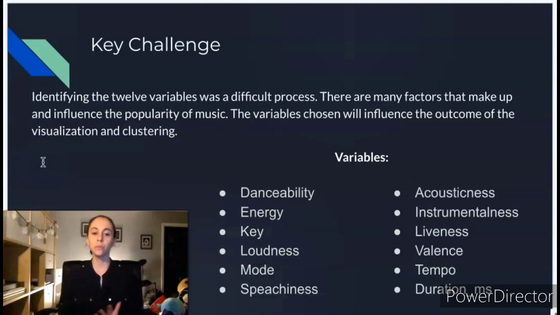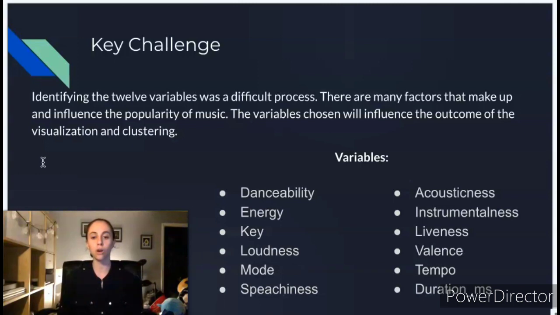So, there were many key challenges, but the main key challenge was what are the variables. There are so many variables that contribute to the popularity of an artist or maybe the successfulness of them. Could be specific time of the year, it could be the sound. So in this case study, they broke it down into only 12 of the variables. These variables were specifically used to provide visualizations and clustering.